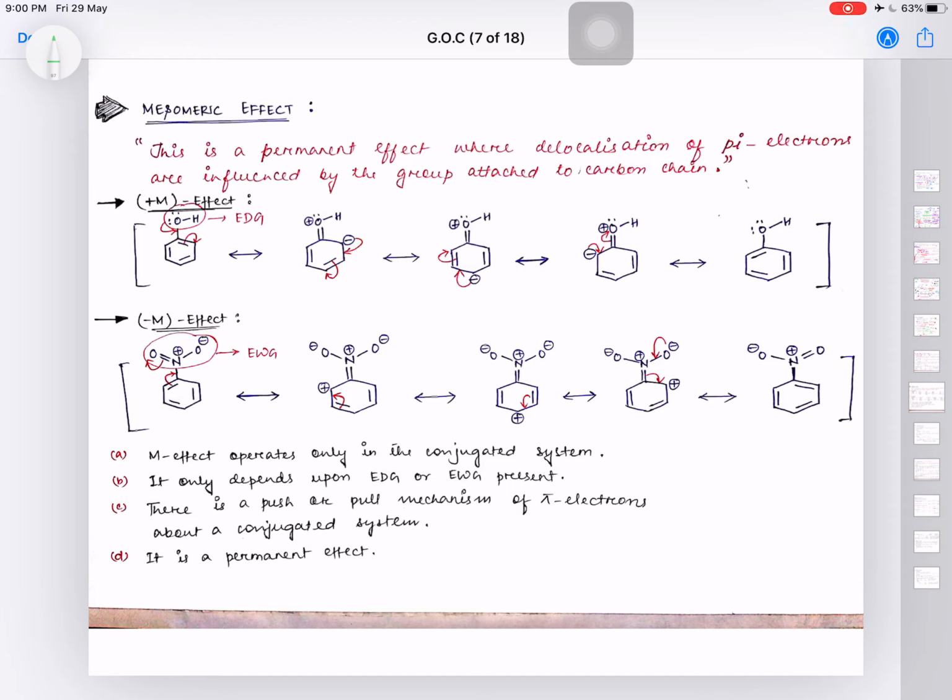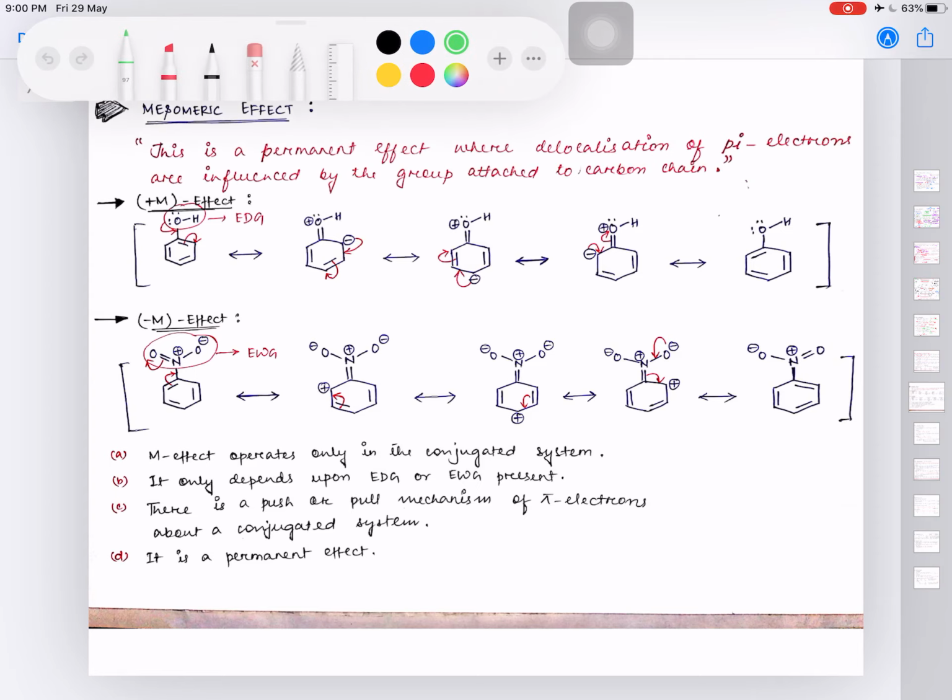So Mesomeric effect is an effect which follows resonance, meaning resonance is a phenomenon which is used to explain Mesomeric effect. Mesomeric effect is also a delocalization of pi electrons, meaning an electron displacement effect. In inductive effect, only the sigma electrons participate in movement, but in Mesomeric effect the pi electrons participate in movement.